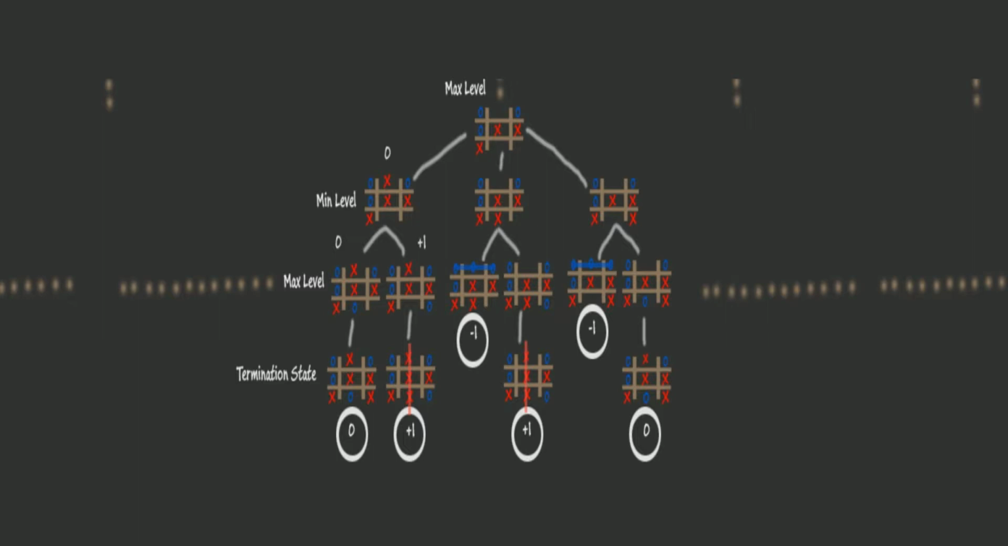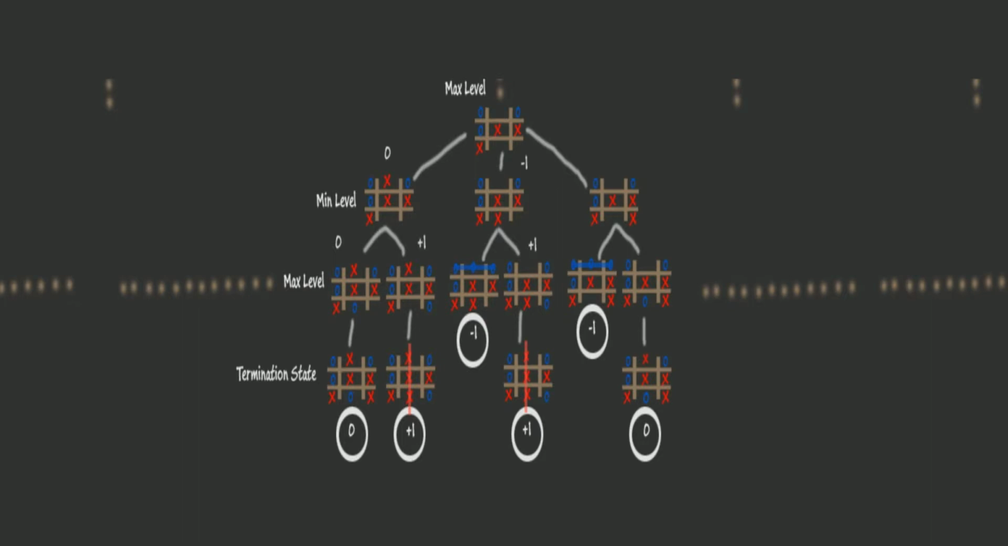As we proceed to the middle branch, the right state in level 2, which is a maximum level, has only 1 child with a value of positive 1, so its value is also positive 1. If we backtrace to their parent in level 1, which is a minimum level, we will take the minimum value of positive 1 and negative 1, which is negative 1.